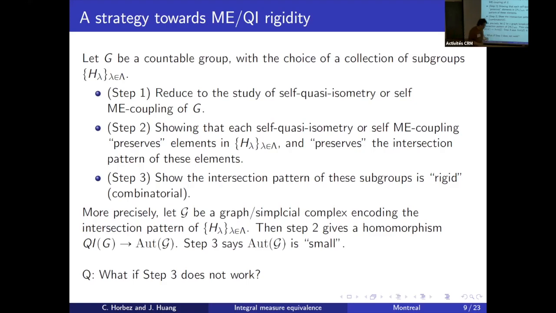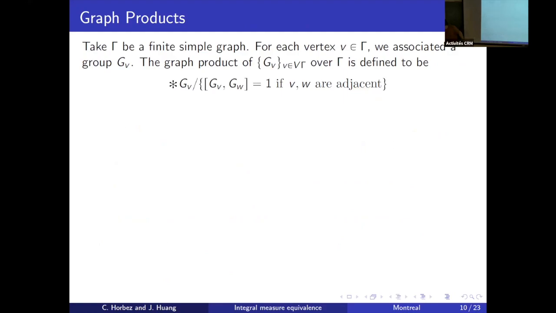I want to say that here it's possible that it's still somehow rigid, but rigid maybe for a different reason. Today I want to talk about what I believe will be one of the simplest examples where you can run this strategy up to step 2, and then you fail at step 3. That's rectangle Artin groups. I just want it to be as simple as possible.